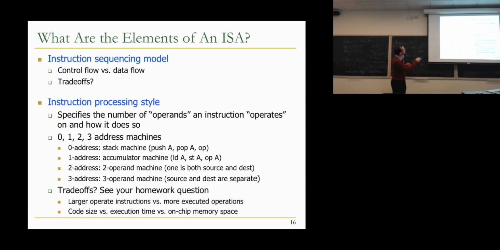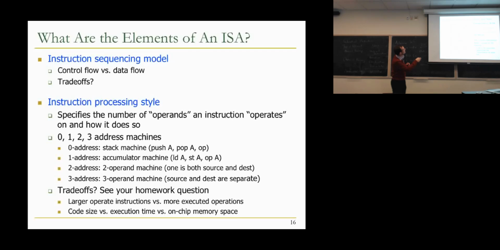But basically, what this means is, traditionally we've had 0, 1, 2, or 3 address machines. 0 address machine means that the operate instruction specifies 0 operands, which means that the operands are implicit. And that's a stack machine. Basically, in a stack machine, an operate instruction operates on the top elements of the stack. That's it. You don't need to specify which register or which memory location the operands are in.